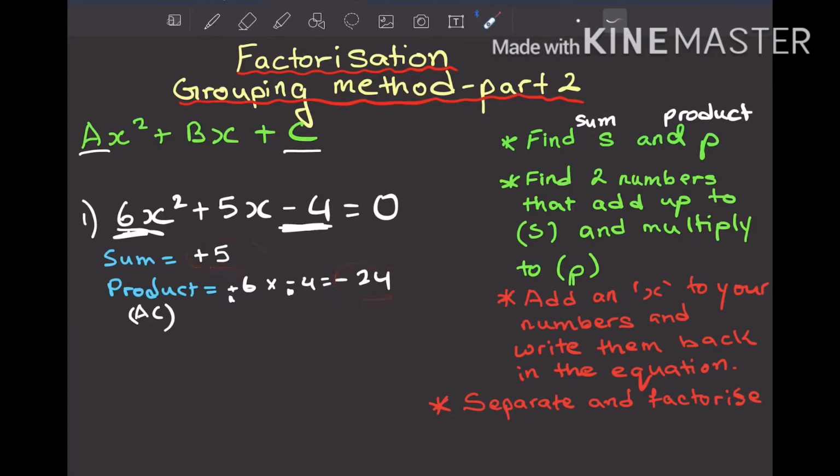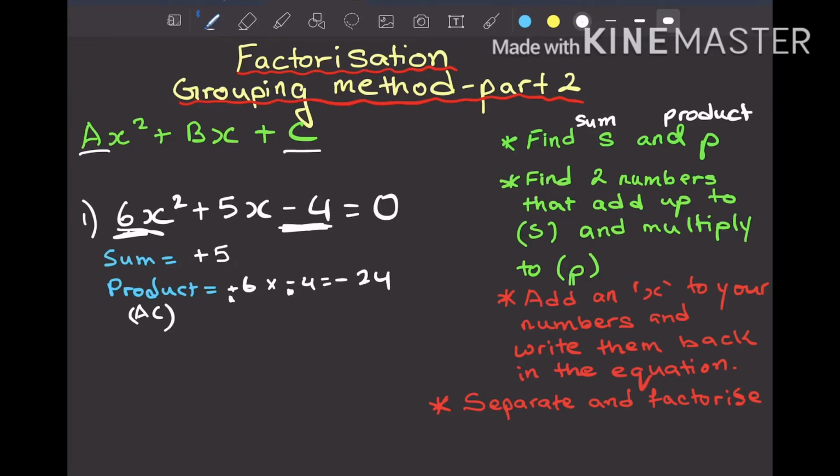These are always given to you in the equation, so they're really easy to just write down. So once you have the sum and product, you're done with this step. Next step says find two numbers that add up to the s and multiply to the p. So two numbers that when you add them, you get the sum number, and when you multiply them, you get the product number.